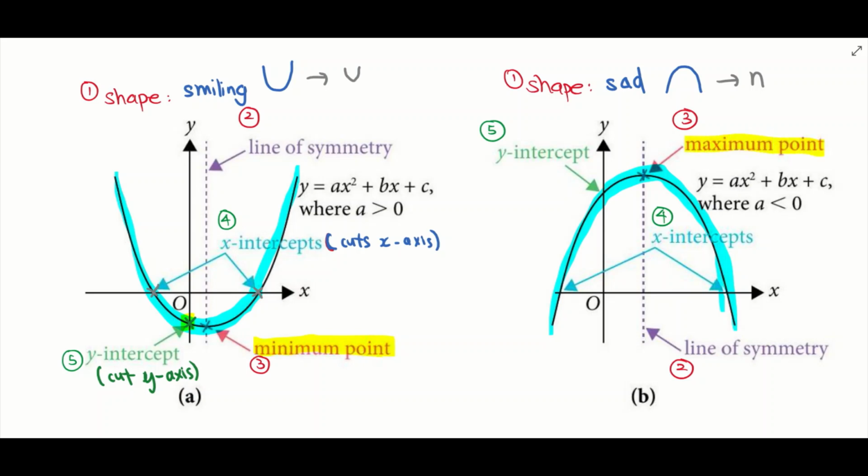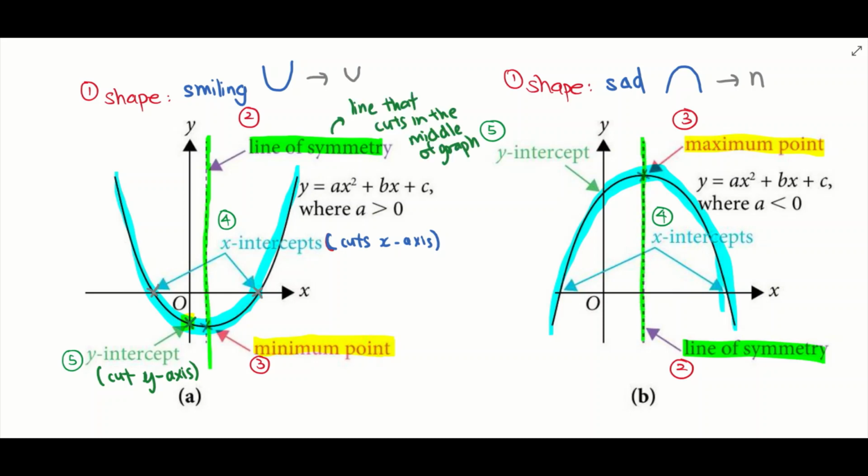There are just a few terms that you need to know other than minimum point and maximum point. There's also a line of symmetry in both of the curves. You just have to know that the line of symmetry is a line that cuts in the middle of the curve or the graph. And both types of graphs have it.